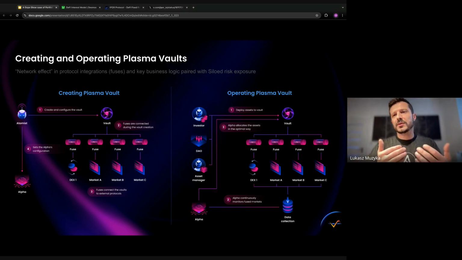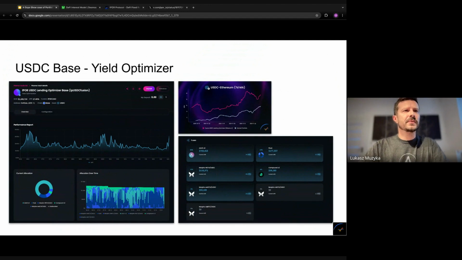So let's talk about why you would want to build an automated Fusion vault. Let's consider this vault. Can you change the slide? Thank you. This vault has been live on Base for about a month now, and it's been consistently outperforming the credit market, both the credit markets it's connected to as a portfolio, and each one of them individually.